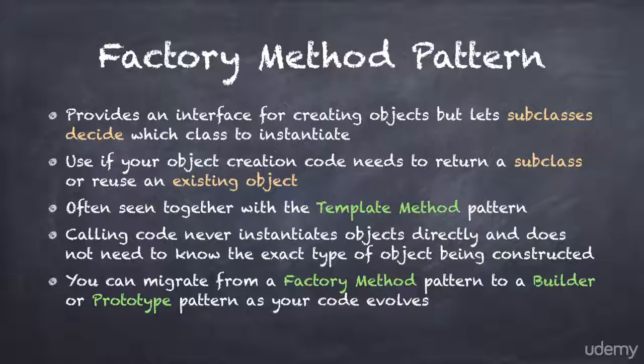The factory method pattern is often seen together with the template method pattern. The calling code never instantiates objects directly and does not need to know the exact type of object being constructed. It's perfectly fine to migrate from a factory pattern to a builder or prototype pattern as your code evolves.